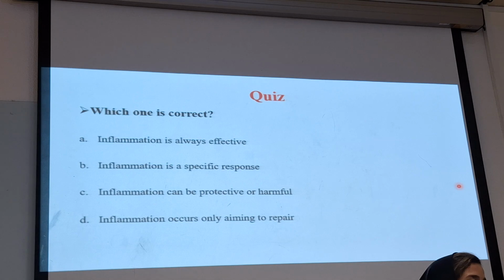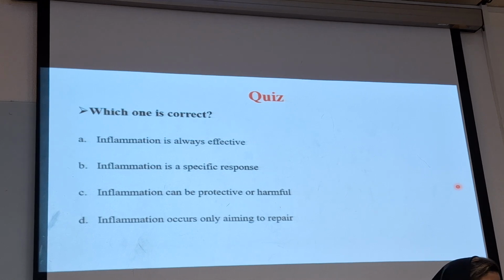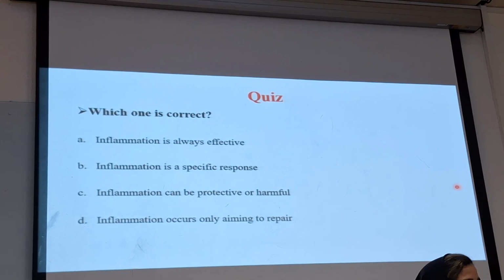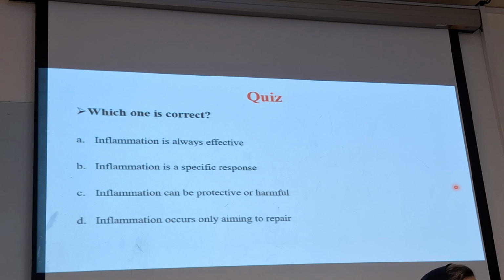Okay, the quiz. The quiz is really easy. Which one is correct? Inflammation can be protective or harmful.